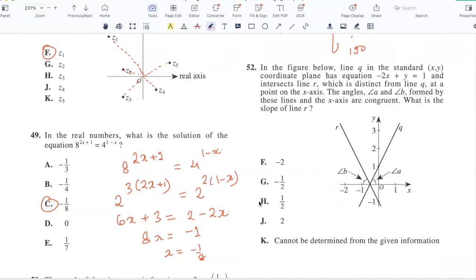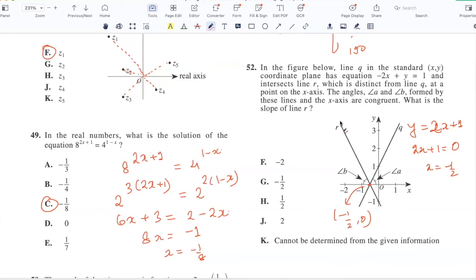Okay, so let's see. This line has equation y is 2x plus 1, right? Right. So, okay, and this line is distinct, but it passes through, it cuts this line. Okay, so what is the x-intercept for this line? That would be 2x plus 1 is 0. So x is minus half, right? So this point is minus half comma 0.